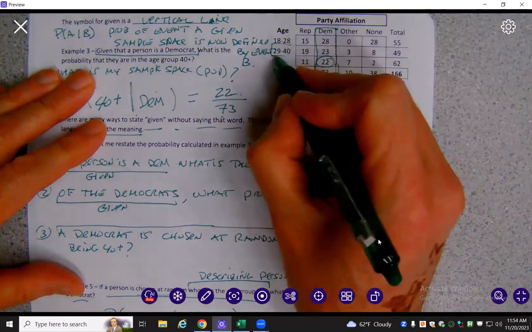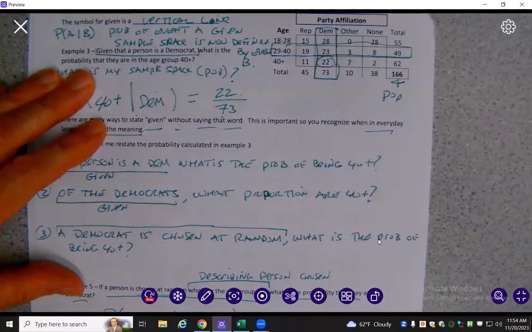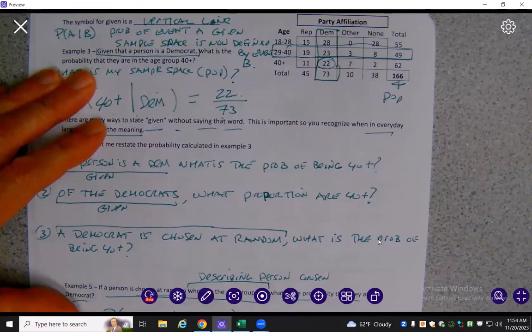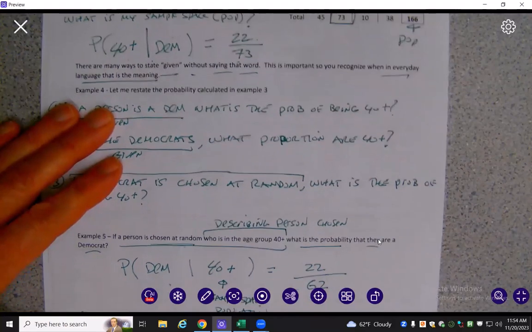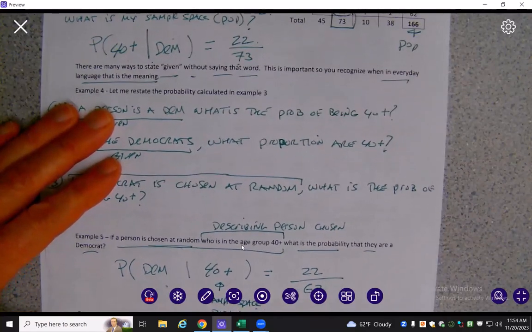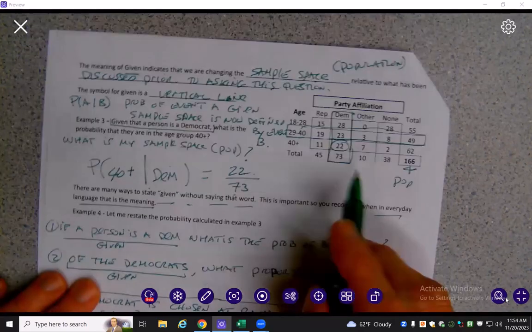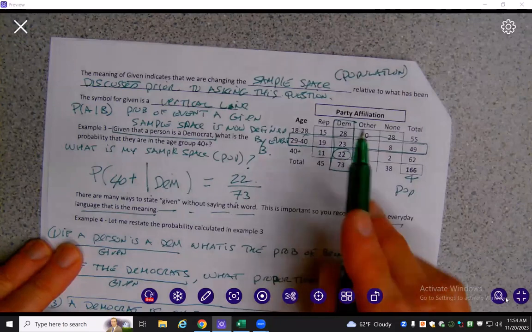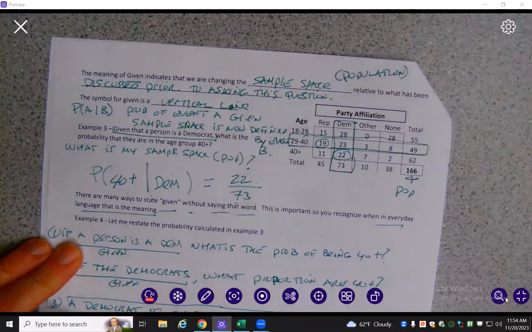So this entire table has now been reduced to this. Nothing more. So 49 meet this criteria. And then the only thing left is what group meets both, 29 to 40 and Republican. So I've got to look for 29 to 40 and Republican, and only these 19 meet that criteria. So the probability is just going to be 19 divided by 49. That's all.